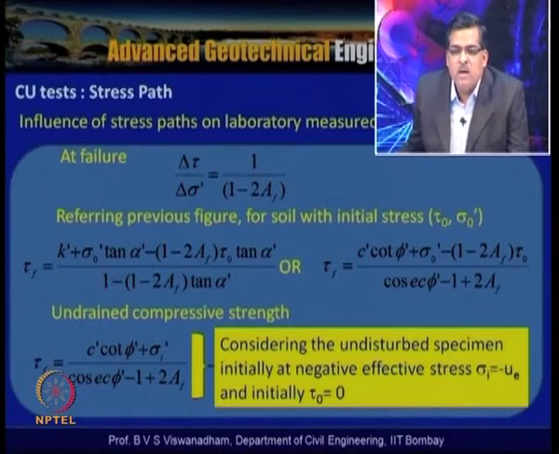So, here, considering the undisturbed sample initially at negative effective stress, where sigma I is equal to minus UE and initially tau naught is equal to 0, this term will get eliminated. Then what we have is that sigma naught' is equal to sigma I'. So what you have got is C' cot phi' plus sigma I' divided by cosecant phi' minus 1 plus 2 AF, that actually remains here.